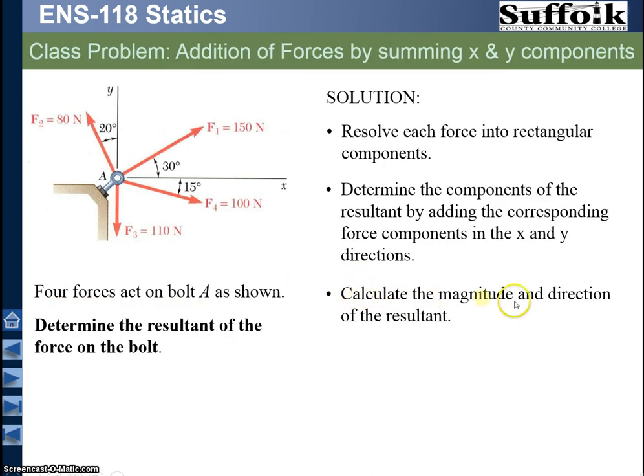So step 3 will be, once we determine the resultant component forces by summing up each one of these individual components with respect to each other, we will then calculate the magnitude and direction of the resultant force.